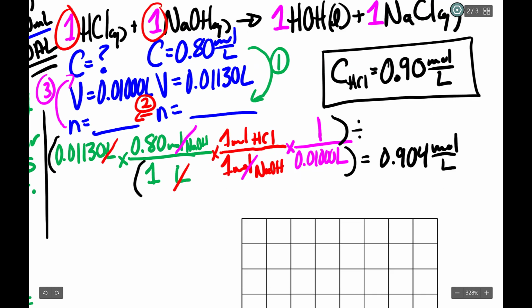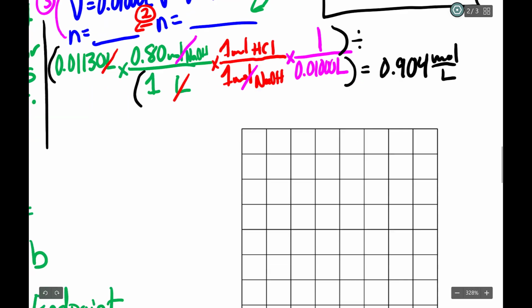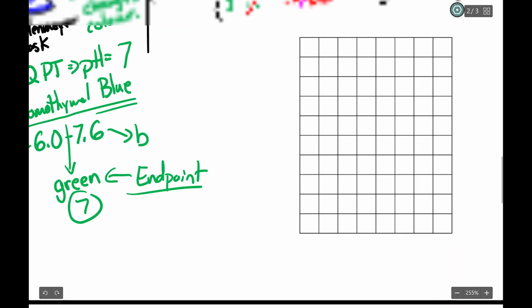Now, what I'm going to do is show you what a titration curve would look like for this reaction. It's just going to be a rough sketch. This would be done with a pH meter, not with an indicator. I'm going to call this a pH of 7. So this would be pH, and this would be your volume of titrant.